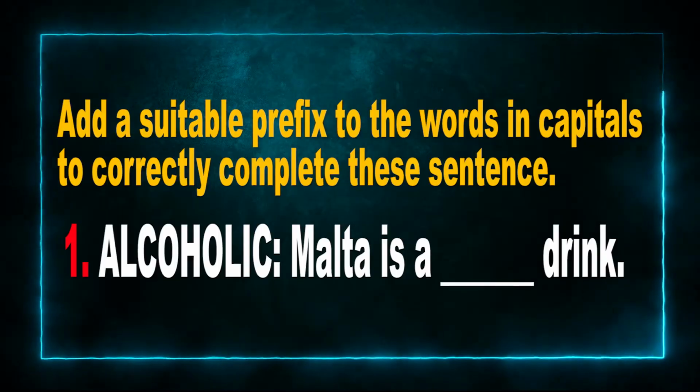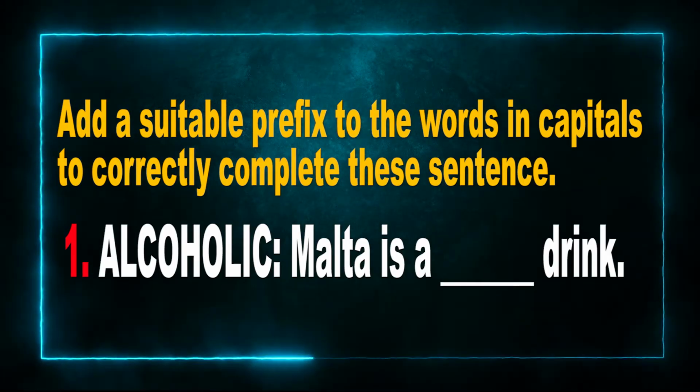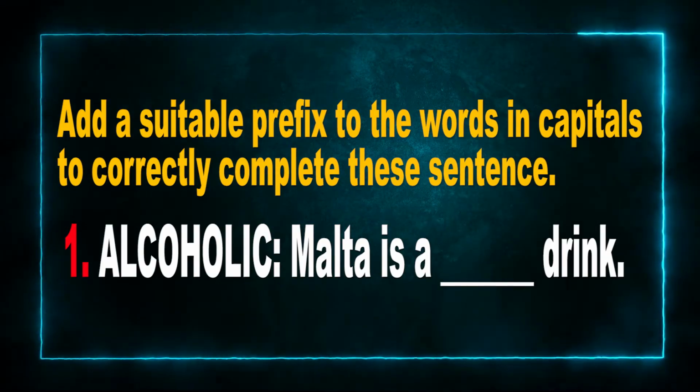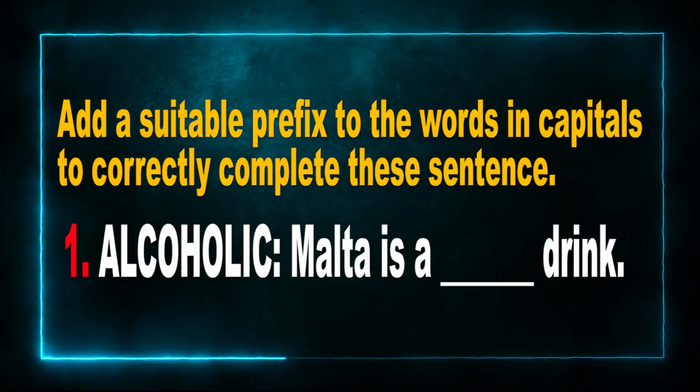So boys and girls, let's look at an exercise where we will insert a suitable prefix to the words in capitals so that we can complete these sentences correctly. The first sentence reads, Malta is a something drink. Here, the word in capitals is alcoholic. Can you think of the most suitable prefix to attach to this word?